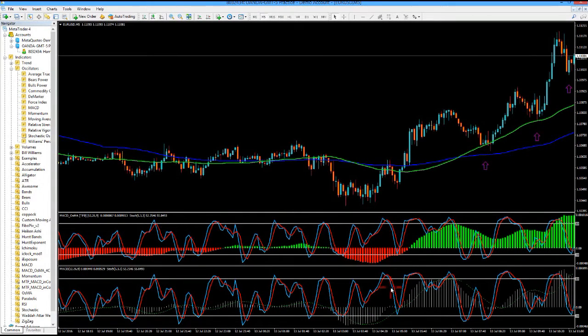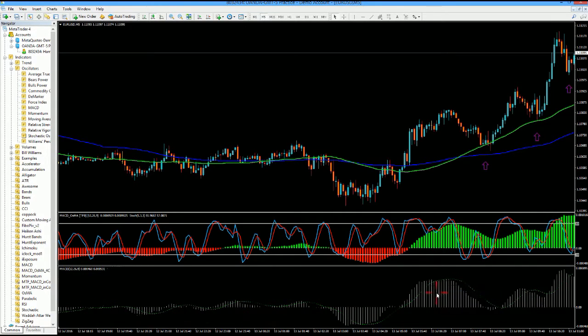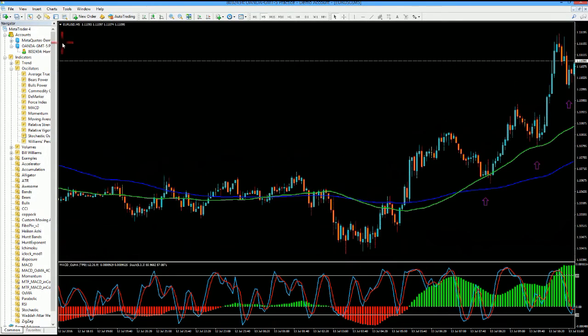This is the difference between the custom indicator. I will put the link to this one below in the description as well. So let's go with this one because it's easier to recognize the green and red parts of the indicator.